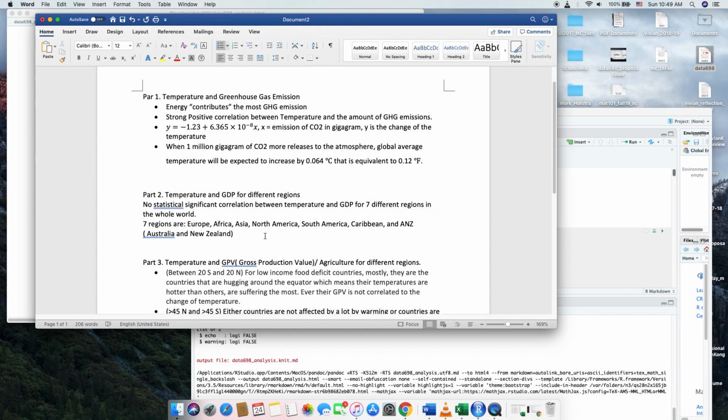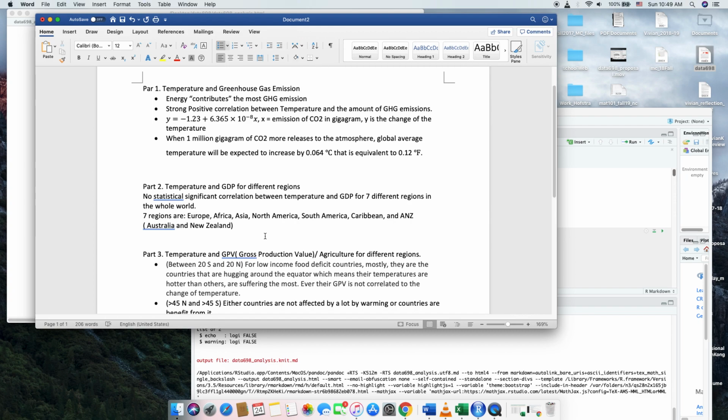So for my second part, I try to find the temperature and the GDP's relation or their correlation for 7 different regions, which are Europe, Africa, Asia, North America, South America, Caribbean, and Australia and New Zealand. And then, unfortunately, I couldn't really find any statistically significant correlation.